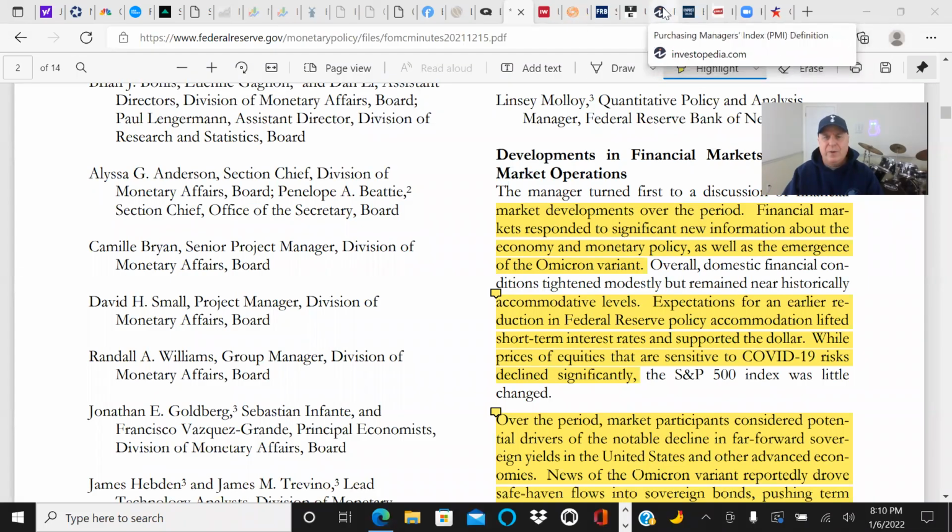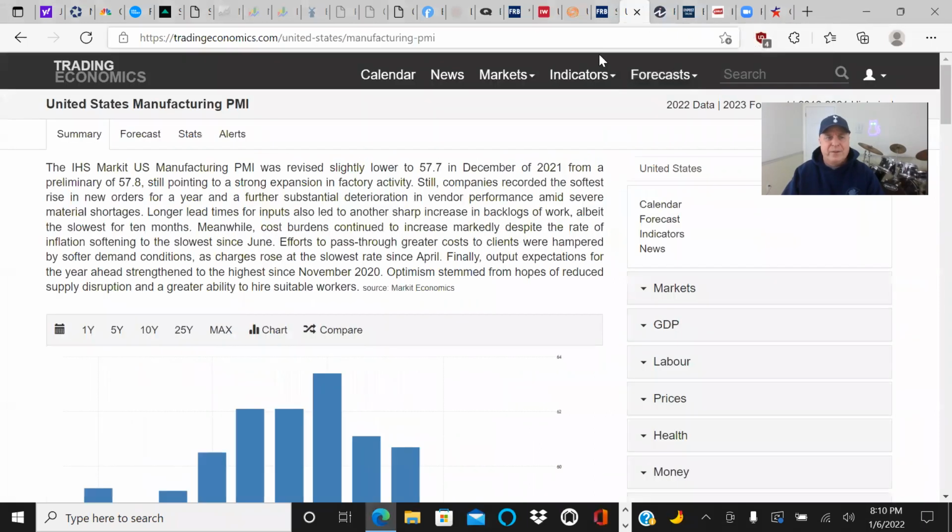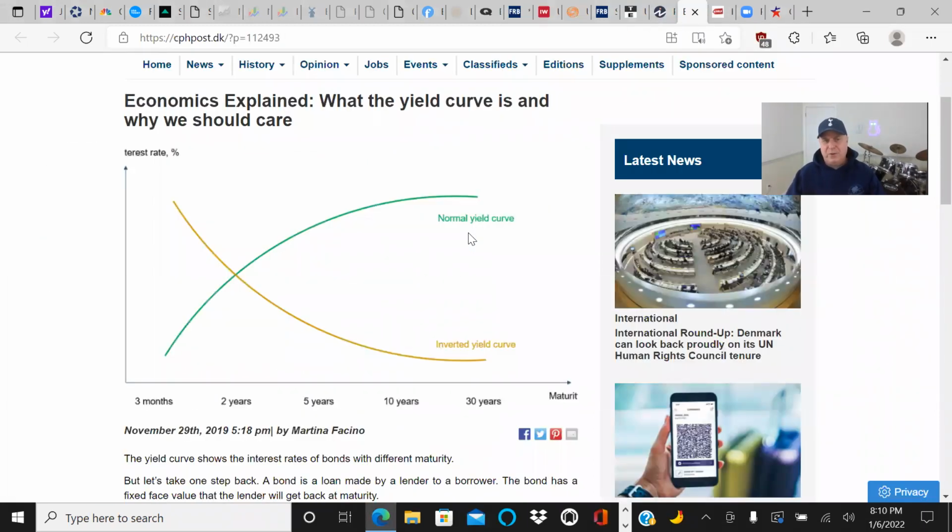Now, before we dive into the Fed minutes, we've got to do just a little bit of vocabulary so we understand what they're talking about here. The first thing we'll explain, really briefly, is what the yield curve is. Basically, the yield curve is just like an X, Y axis. Interest rates would be on the Y axis, and time to maturity would be on the X axis.